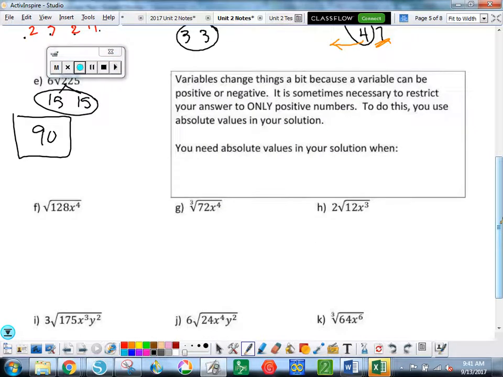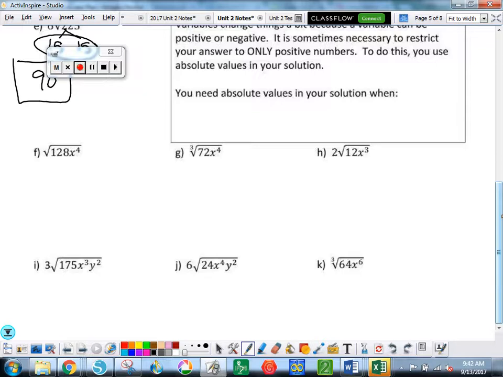So variables change things a little bit because a variable can be positive or negative. So there's going to be a rule that comes with variables as they come out. Sometimes it's necessary to make sure your answers are only positive. And I'm going to show you the rule in a minute. So let's look at this really quick. Let's break down the 128. What times what is 128?